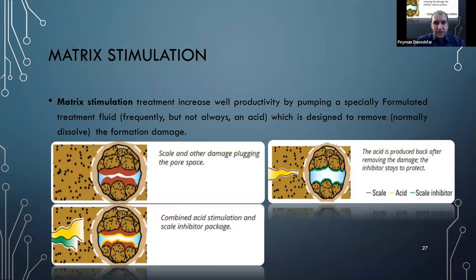What are matrix stimulations? I told you before that this is about stimulation. In a matrix stimulation, the treatment increases well productivity by pumping a specially formulated treatment fluid, maybe acid. Acid is one of the fluids that we can inject. Maybe we have some damages, and each damage needs its own medicine. One medicine is acid. Another medicine may be a corrosion inhibitor or a scale inhibitor. You can see here in the picture some plugs and scale. Whenever we inject acid into a formation, we should clean up. But the scale inhibitor, maybe we cannot remove the scale; we inject the scale inhibitor only to control the scale, okay?